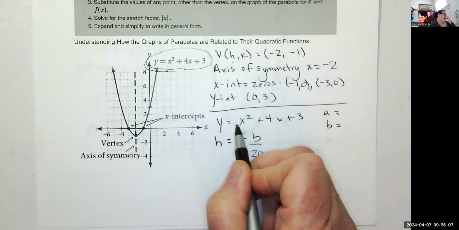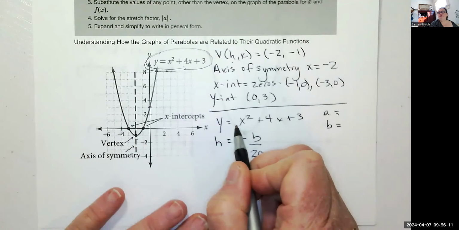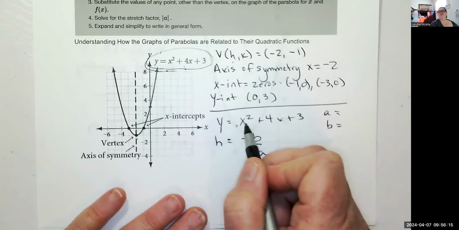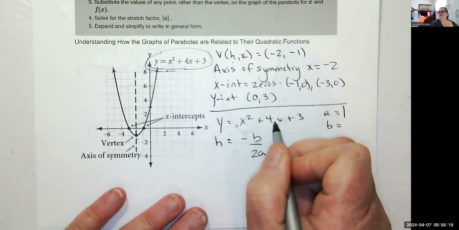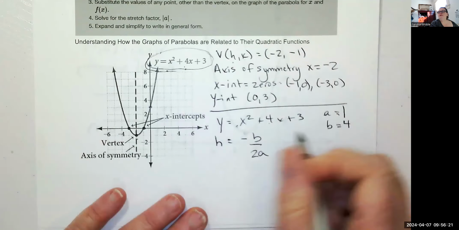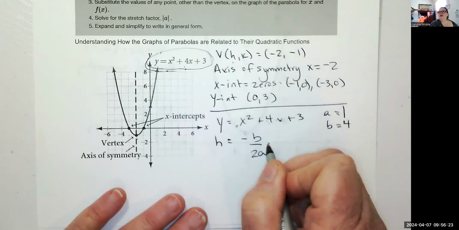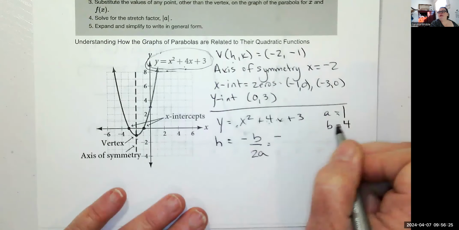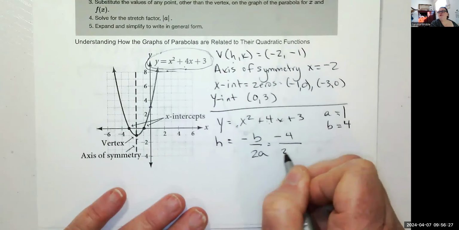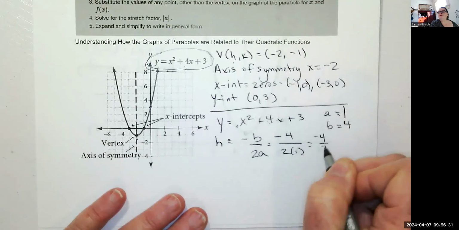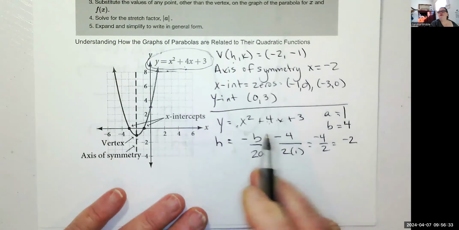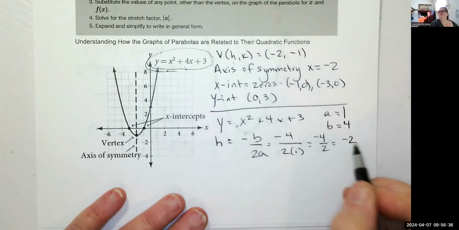If there's no number in the front of your x squared, the coefficient, then that has to be a 1. It can't be a 0, because if it was a 0, there wouldn't be an x squared. So that's a 1. And then your b is 4. It's the coefficient of your x. So negative b, 4, divided by 2 times a, -4 over 2, which is -2.